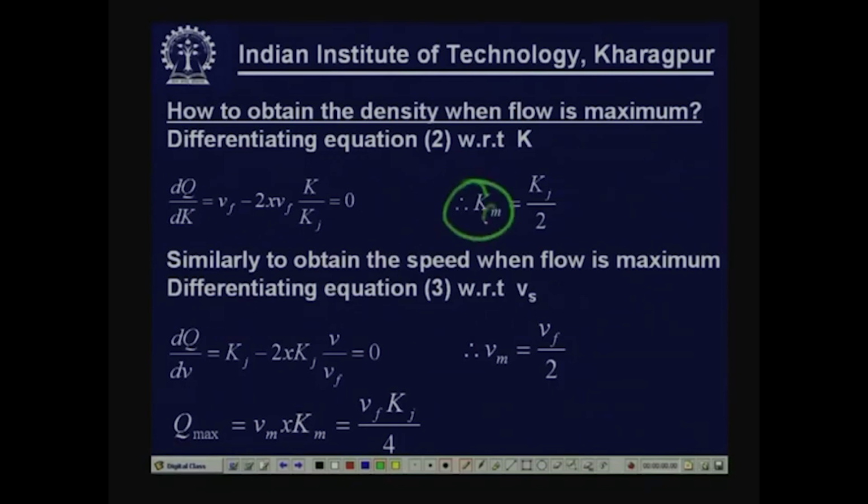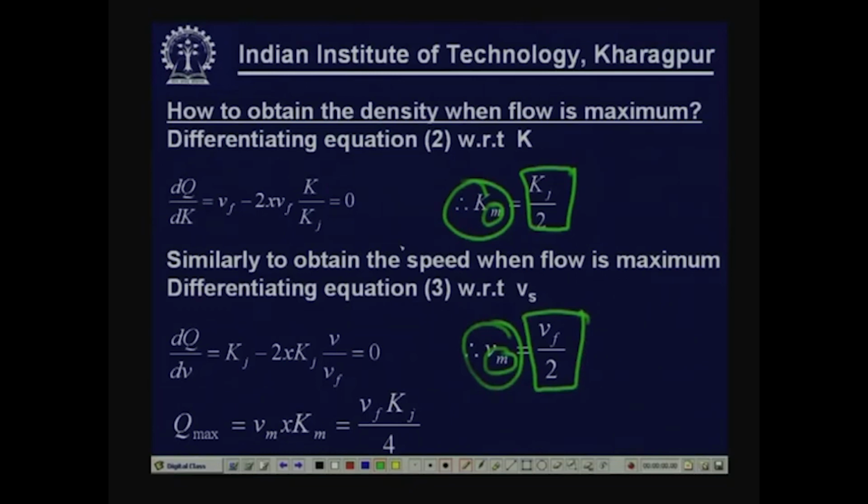If we define it as Km, density at capacity is nothing but Kj by 2. Similarly, take the speed at density at capacity, or the maximum flow. Again, you take the derivative dq with respect to V. In the earlier case, for the density at capacity flow, you get dq/dk equal to 0. In this case, you take dq/dV equal to 0, and you find Vm, the speed at capacity, or maximum flow, is Vf by 2, a simple derivation.